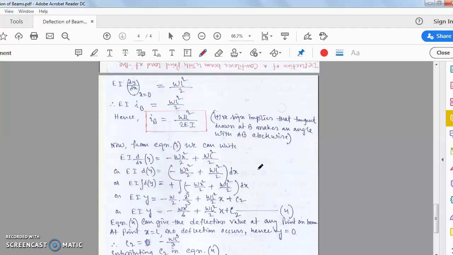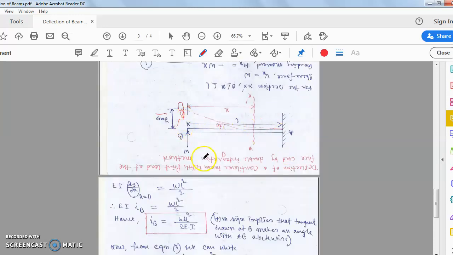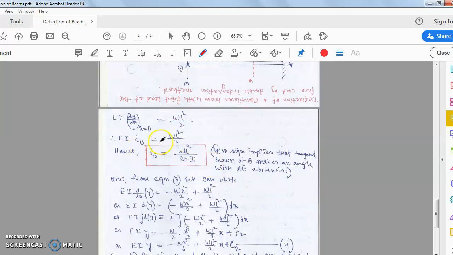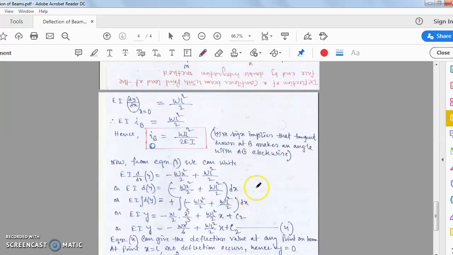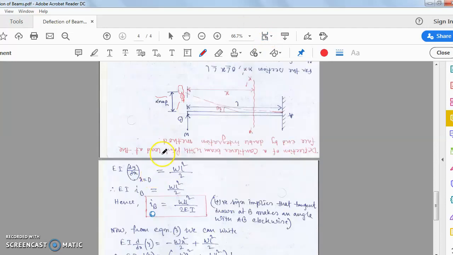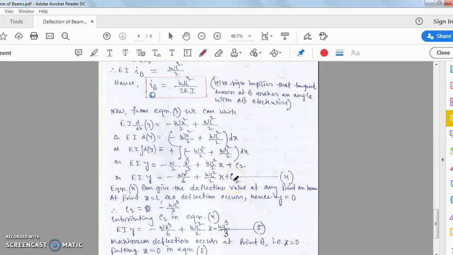So EI dy/dx. We have to find out the value of this slope at point B. So point B means x equal to 0. So put x equal to 0 in the equation. So you will get the iB value. Okay. So iB is negative. No, iB is positive. Just remember, iB is positive. Why iB is positive? Because you see that the slope makes an angle with the AB clockwise. So that is why the iB is positive.